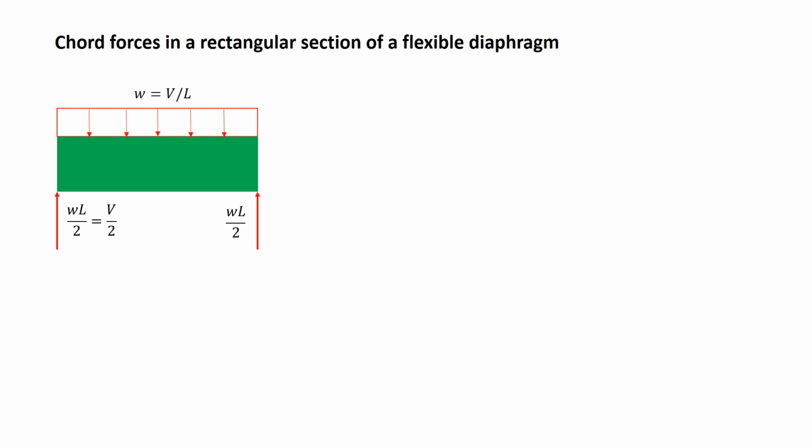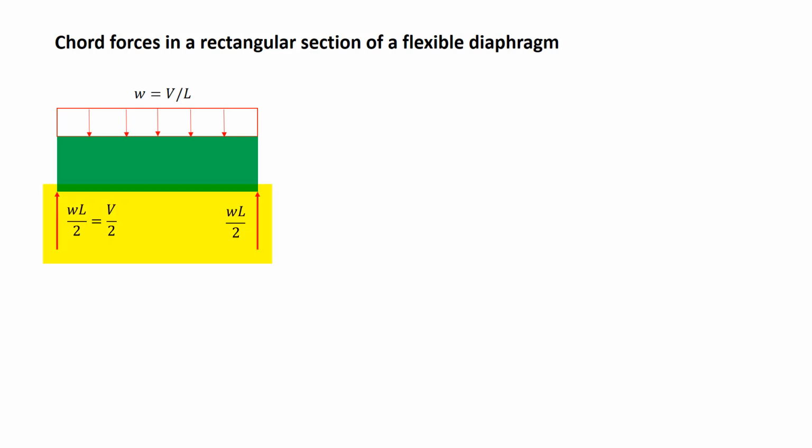First, we'll look at chord forces in a rectangular section of a flexible diaphragm. Shown here is, in green, a rectangular section of a diaphragm. Many diaphragm sections are rectangular, so we'll solve this in closed form. We have the diaphragm design force already smeared out into a distributed load W. That can be calculated as the design force, which I'm calling here V, divided by the length of this member. The length isn't dimensioned out, but it's understood to be the horizontal length.